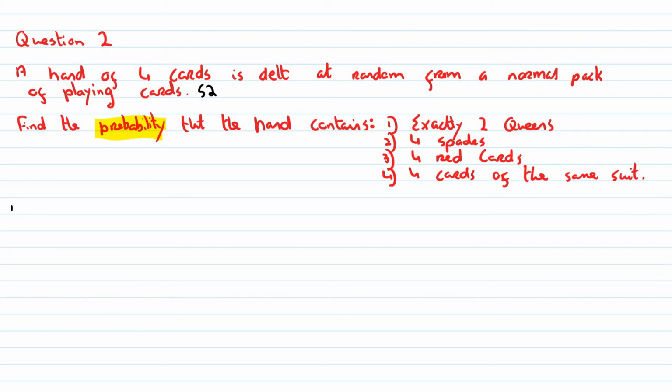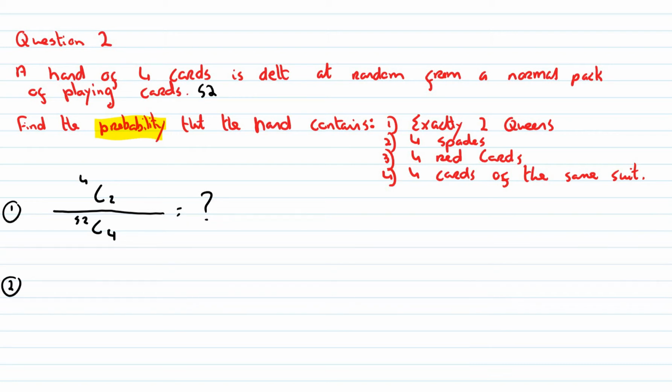Right, 2 queens. Well, first of all, we're going to have the total number of ways that 4 cards can be dealt from 52. So it's 52 choose 4. And then the number of ways 2 queens can be dealt. Well, there's 4 queens in the deck. Let's choose 2. Okay, I'm not going to do it for you. Just find out what 4 choose 2 is, find out what 52 choose 4 is, and you'll get your answer.